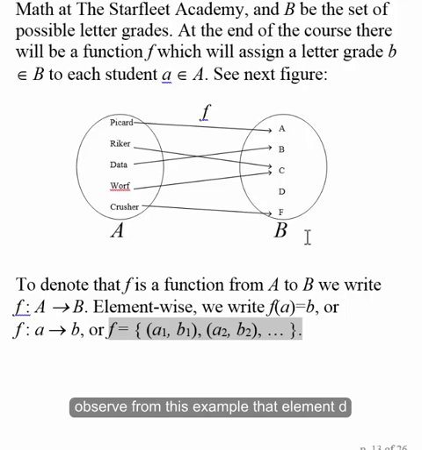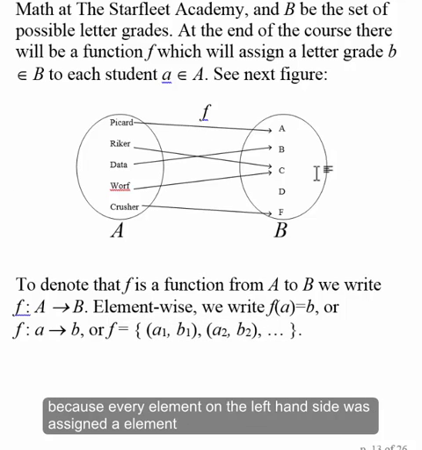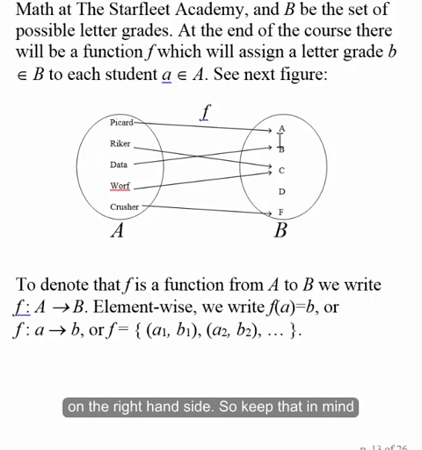You also observe from this example that element D was not mapped in the function. So that means that nobody got a D, but that's okay. This is still a function because every element on the left-hand side was assigned an element on the right-hand side. So keep that in mind.